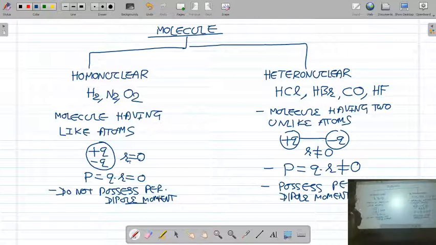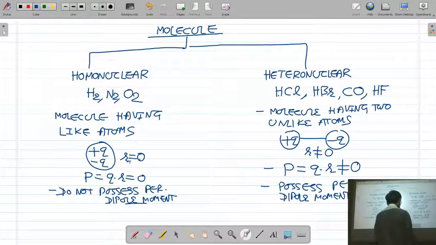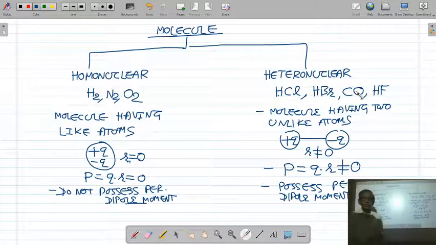So homonuclear molecules do not possess dipole moment. On the other hand, the molecules having two different atoms like H and Cl, H and Br, C and O are called heteronuclear molecules. In a heteronuclear molecule, the center of positive charge and negative charge do not coincide, so their dipole moment is not zero. So heteronuclear molecules possess a permanent dipole moment. Okay.